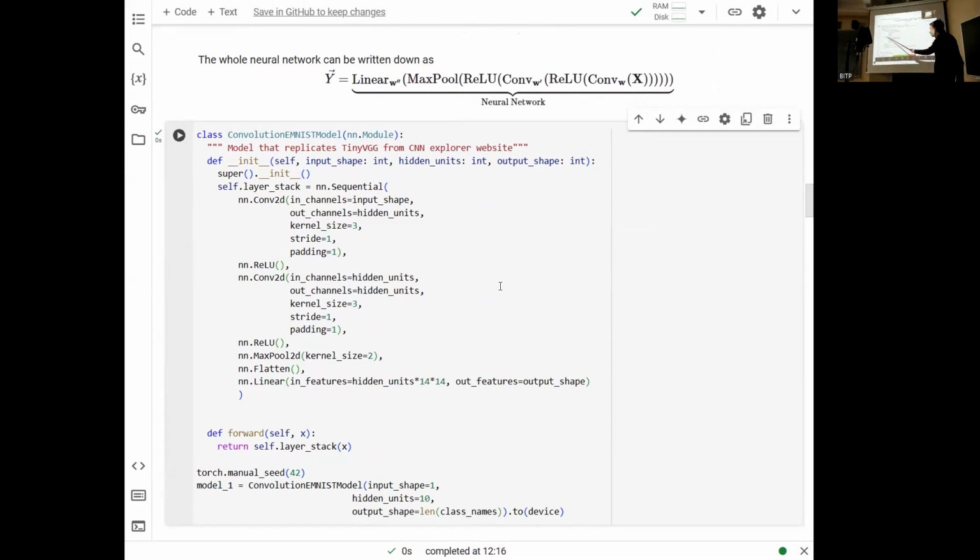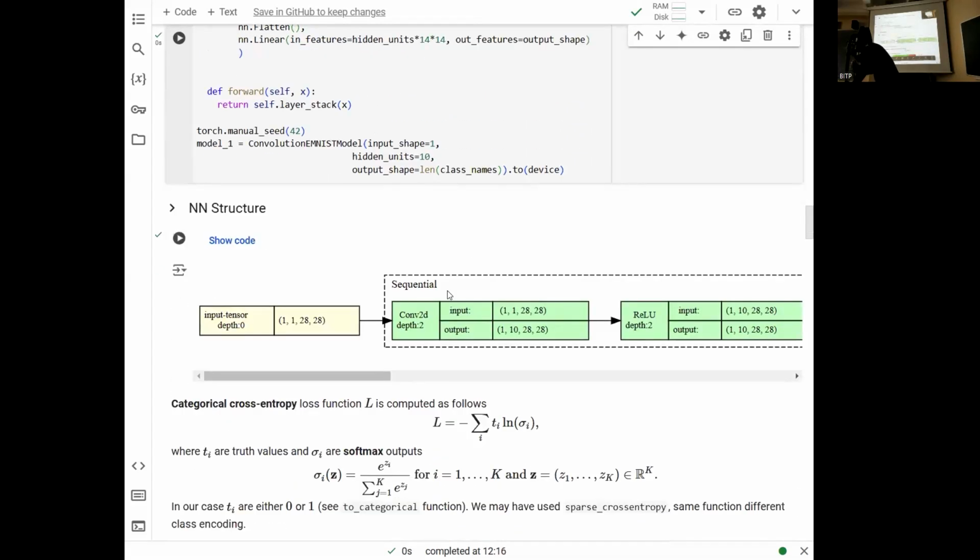Then I'm doing ReLU. That's an activation function. Then I will perform convolution once again, ReLU, max pooling. This is a technical thing. It does nothing basically, and linear. That will give me the result. Okay, so basically this is Python code that constructs the neural network.